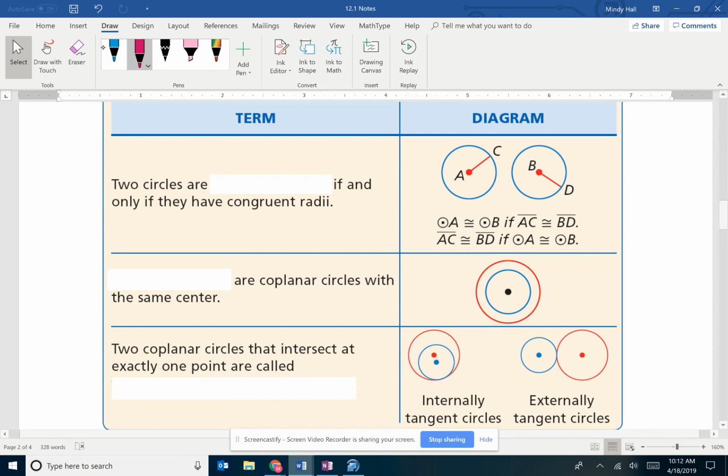So looking at these next ones, we have two circles that have the exact same radii. And when you have the same radius between two circles, the circles are just congruent circles. And then if you have two circles that are right on top of each other and they share the center, kind of like right here, the blue and the red circles share that center, those are called concentric circles.